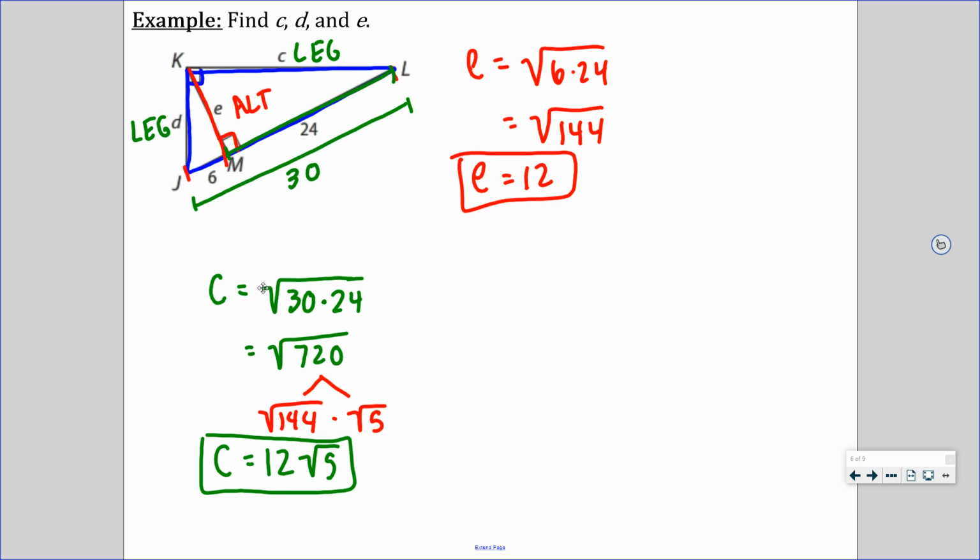Okay, other leg, D. The leg is the geometric mean of the entire hypotenuse, 30, and the segment that touches that leg, 6. That's 180.